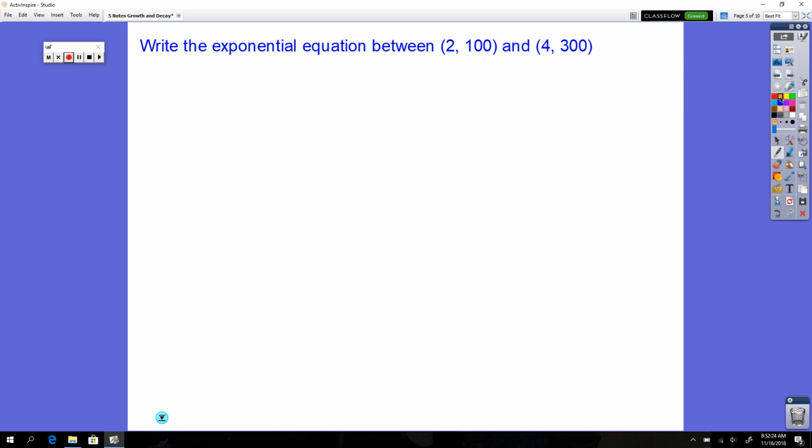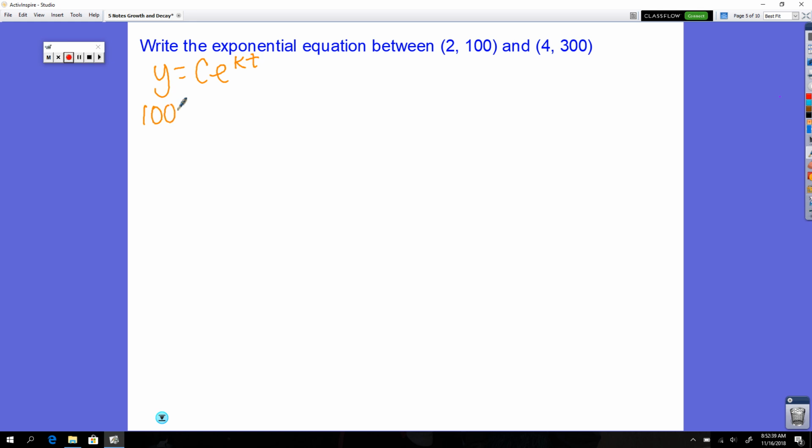We're going to do this again. This time I have 2 different points. I'm going to start with the first one. I write the equation, and I'm going to plug in my (2, 100). So 100 equals Ce^(k times 2). And what I'm going to do is solve for C. So 100 over e^(2k) equals C.